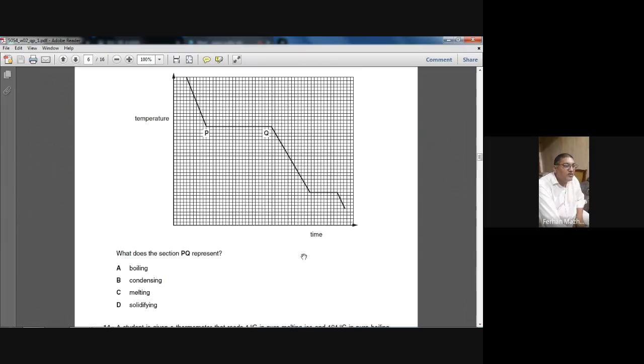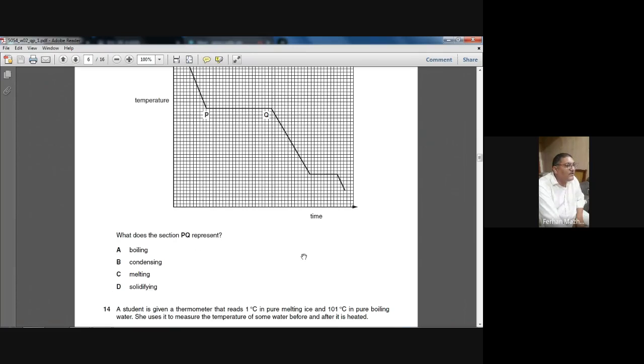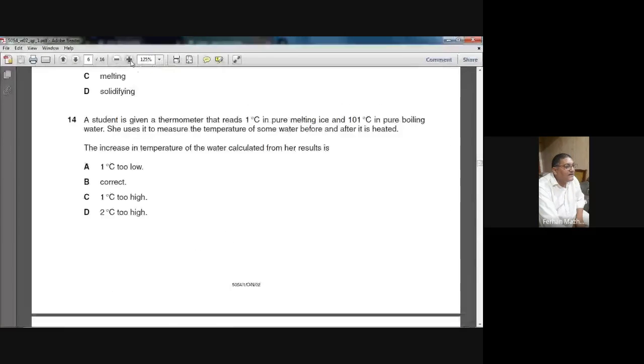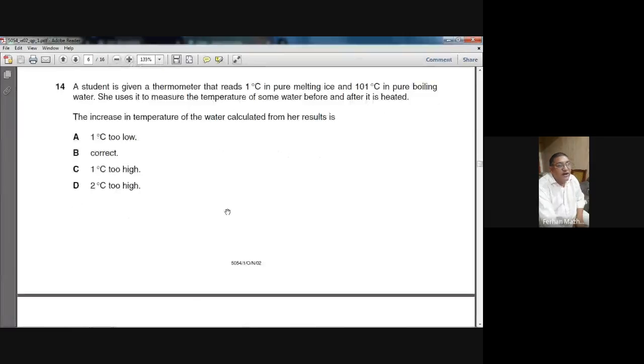Winter 2002 paper, we are doing the topic of heat, and we are on MCQ number 14. A student is given a thermometer that reads 1 degree centigrade in pure melting ice and 101 degrees centigrade in pure boiling water. She uses it to measure the temperature of some water before and after it is heated. The increase in the temperature of the water calculated from her result is... Try to understand this. This is a little tricky question.